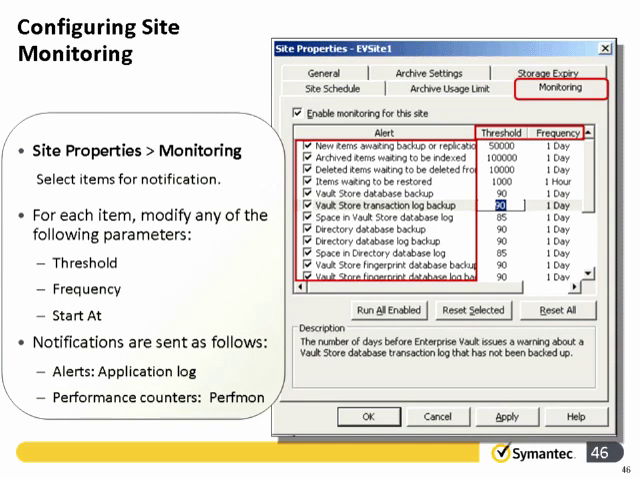Anything that is set up here, the alert can be noticed by either looking into the application log, or we'll have performance counters that you can look at in PerfMon, as well as going to the Enterprise Vault Administration Console and looking at the status section.